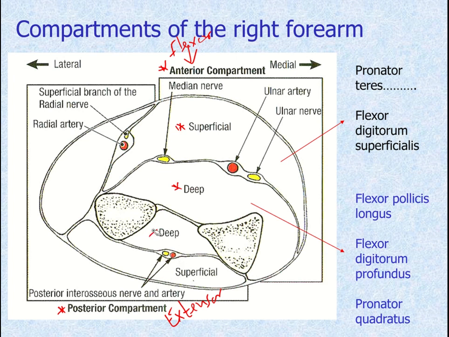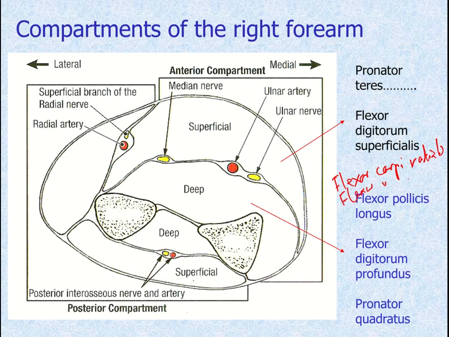There are many muscles in these compartments, the anterior compartment and the posterior compartment. I am not going into the details of the names of the muscles, but a small point here: say you have a muscle called flexor carpi radialis or flexor carpi ulnaris. Similarly, in the extensor, posterior compartment, you have extensor carpi radialis longus and brevis, and extensor carpi ulnaris.